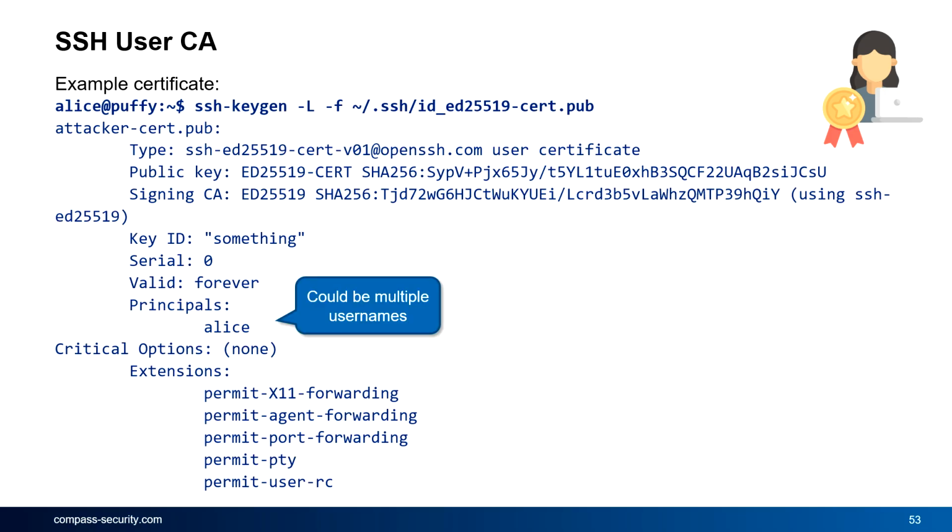This is how such a certificate of a user looks. You can display the details using ssh-keygen. Then you see the key type, the public key that was signed, then which CA signed this certificate. You see the key ID. You see the usernames that are accepted for a login. This could also be different usernames. You could also include the root user or some other users there, and as well some extensions that tell the server what is allowed to be done with this certificate.